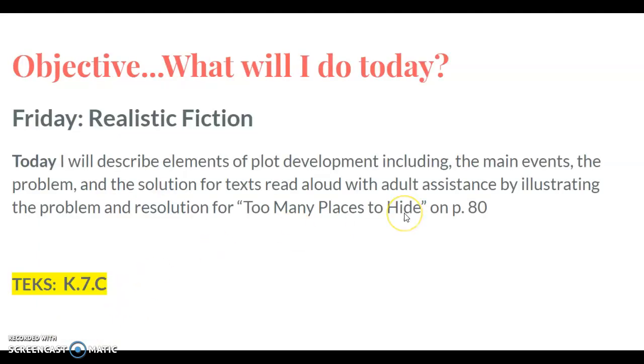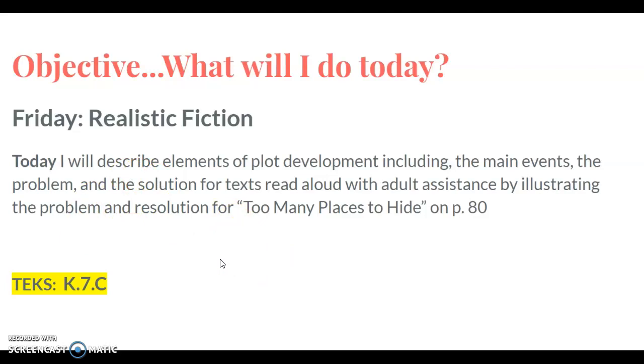Objective. What will I do today? Today I will describe elements of plot development, including the main events, the problem and the solution for text read aloud with adult assistance by illustrating the problem and resolution for Too Many Places to Hide on page 80. All that means is you're going to reread the story with Miss Shaw.